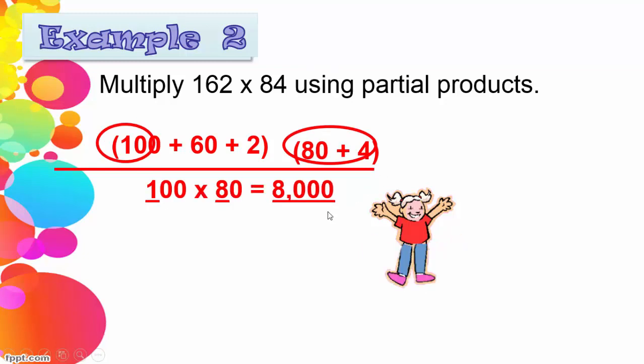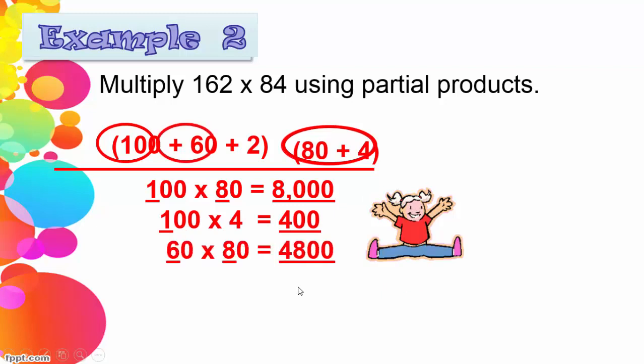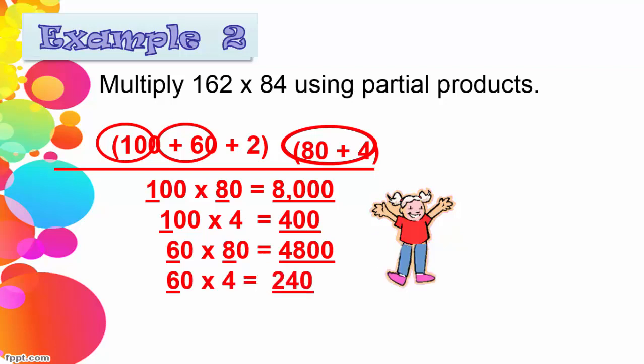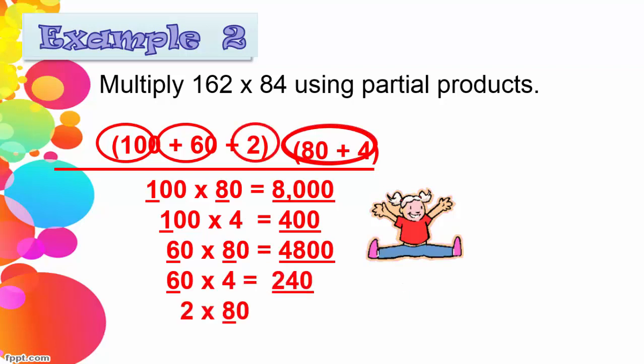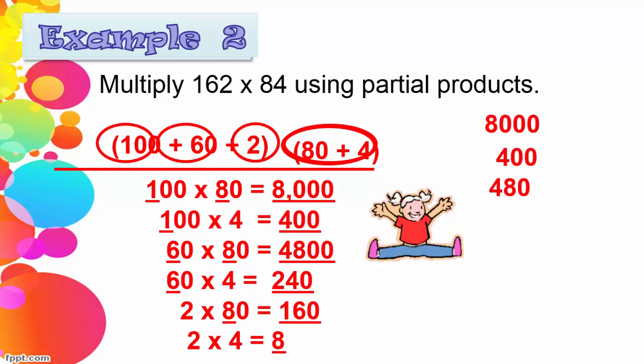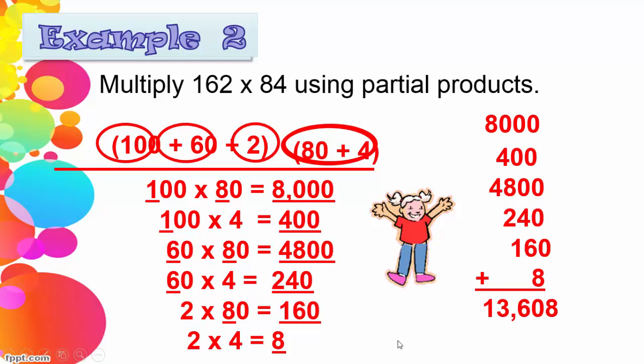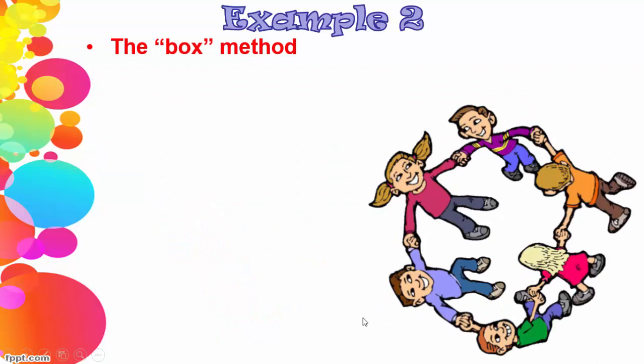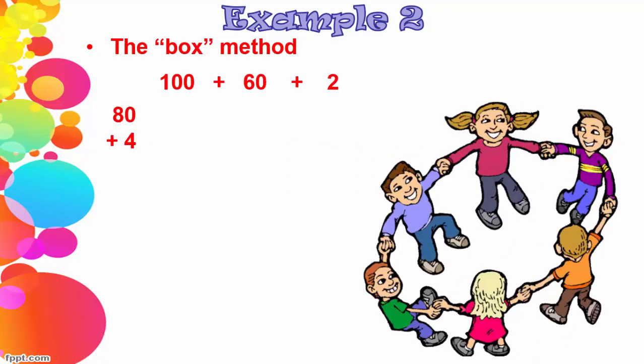100 times 80 is 8,000. 100 times 4 is 400. 60 times 80 is 4,800. 60 times 4 is 240. 2 times 80 is 160. And 2 times 4 is 8. And then we took these, which are the partial products, added them all up to get our final answer, 13,608. Alternatively, we could use the box method.